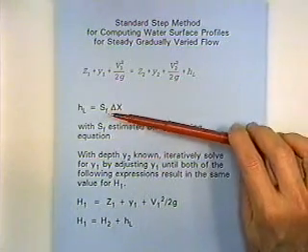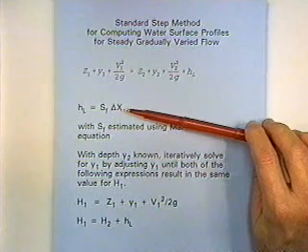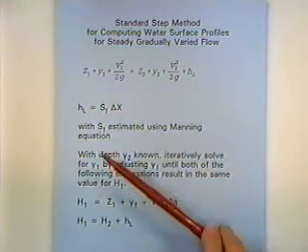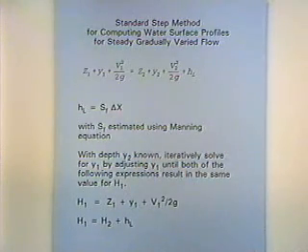Now the head loss is still the friction slope times the length of the reach of channel, and we're still estimating the friction slope using Manning's equation. No difference there. Here's what's different. Instead of taking an assumed y1 and y2 and computing a delta x, we're taking a set delta x and computing y2, given that we know y1, or vice versa.